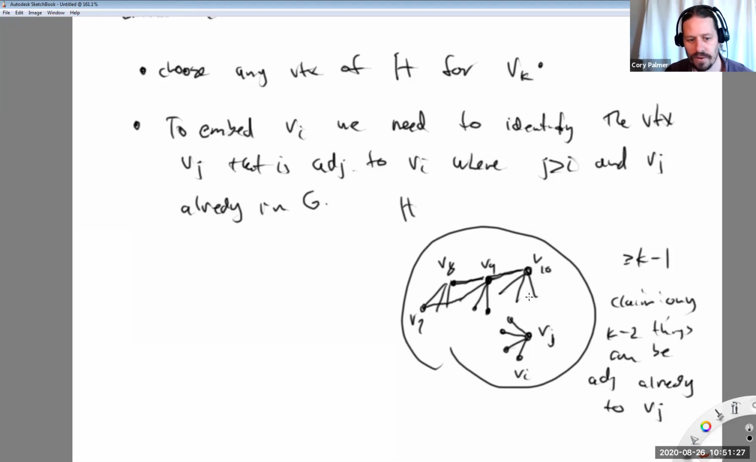But let's just do a careful count here. When I've embedded Vi, how many other things are there that's embedded? In principle, as many as k-1 vertices have been already embedded. This could be the last vertex. But Vj sends out edges to what? It sends out edges possibly to everything else that's been embedded, but what does Vj not send an edge to no matter what?